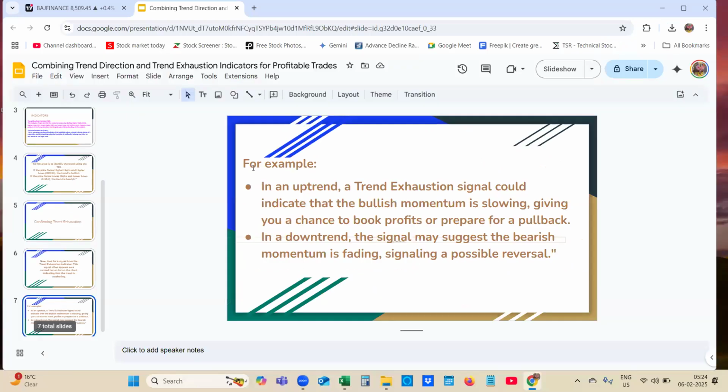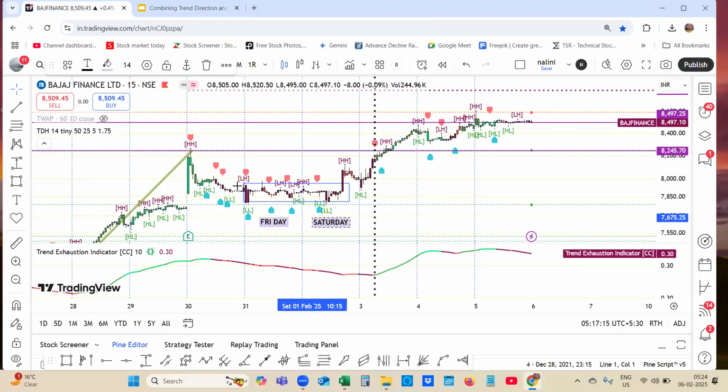Let us go to the chart. In the chart, I have applied these two indicators. The trend exhaustion indicator probably uses RSI for the momentum oscillator, but in the source code, it has not been explained very clearly.